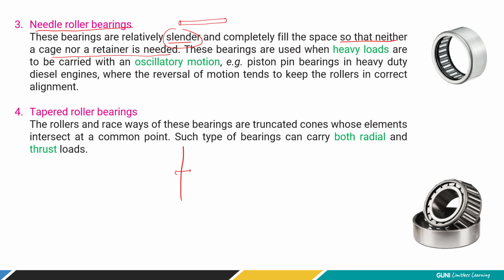See, this is the construction benefit. It fills the surface between the outer and inner races in such a manner that it does not require a cage or retainer. These bearings are used when heavy loads are to be carried with oscillatory motion. Oscillatory means like this, left and right, right? That is piston bearings in heavy duty diesel engines, right? So they are using these needle bearings.